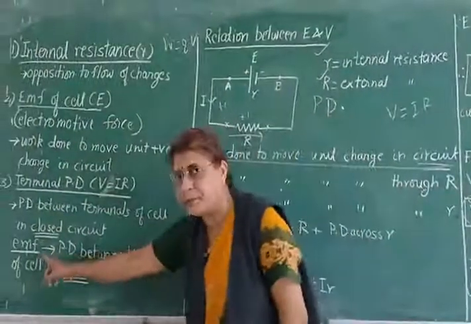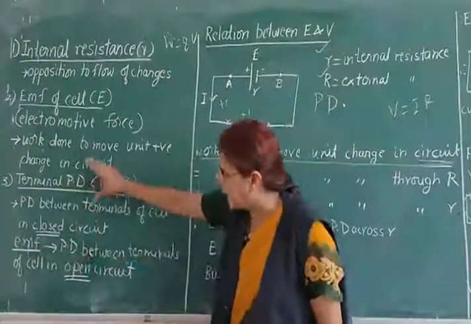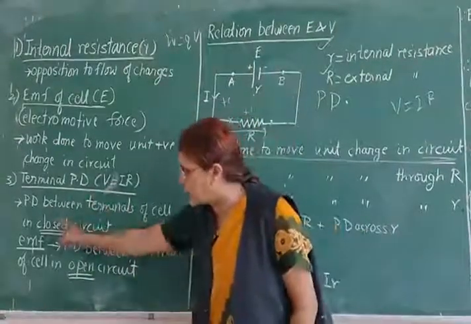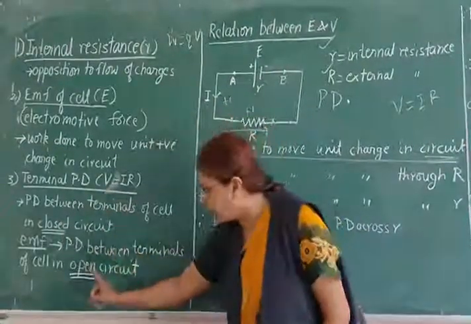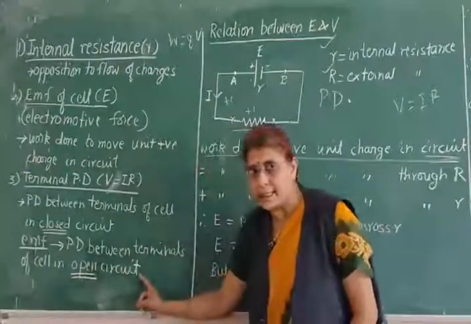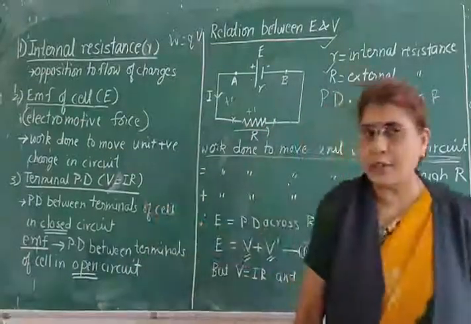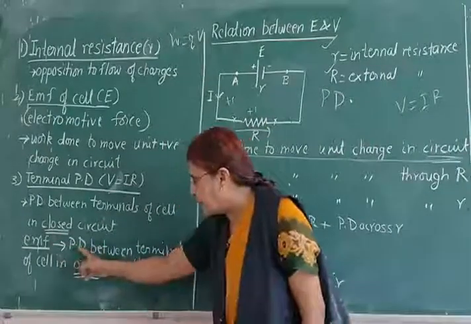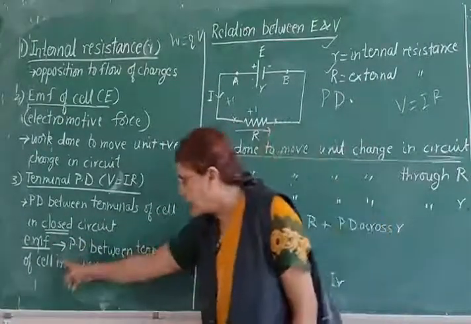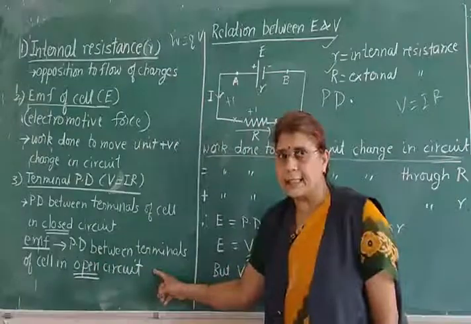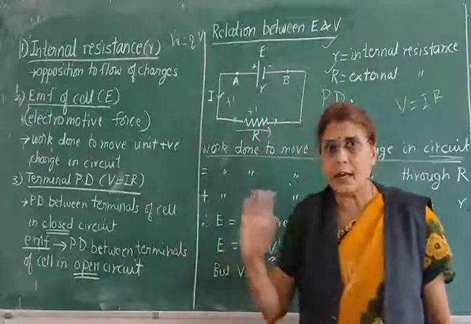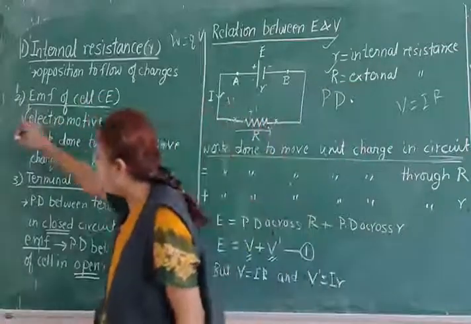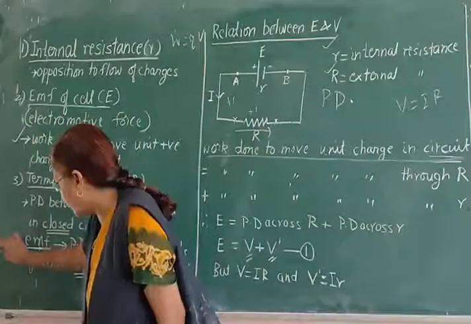So the other definition of EMF is also here. What is that EMF? This definition only you have to repeat here, with only one change. Here it was closed circuit, now you will make it open circuit. So what is the other definition of EMF? It is the PD between the terminals of the cell in the open circuit. Open circuit means no current flows in the circuit. So whichever is the easier definition, you can write that in your exam.